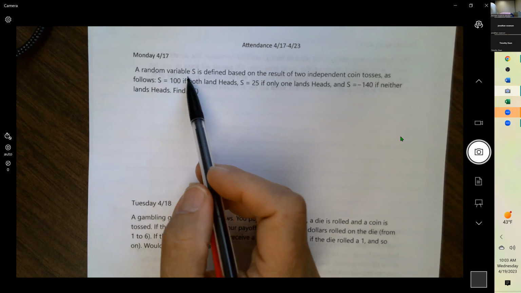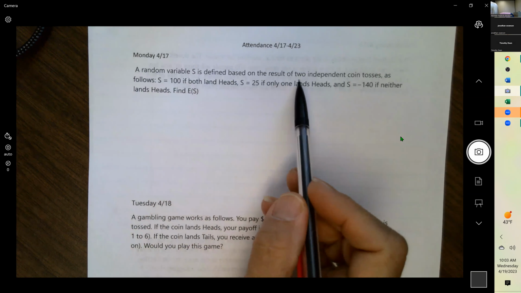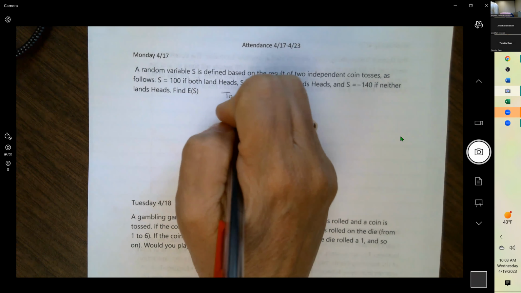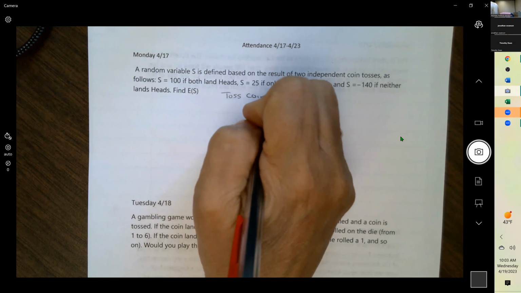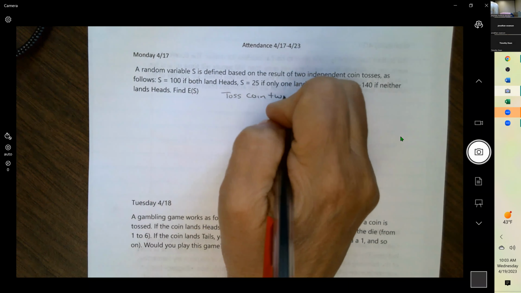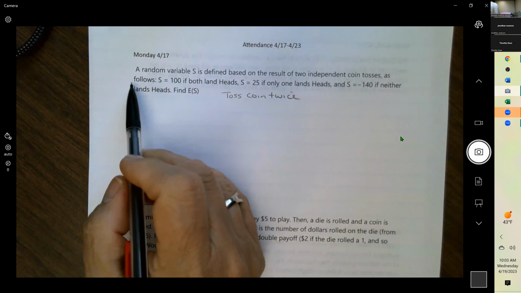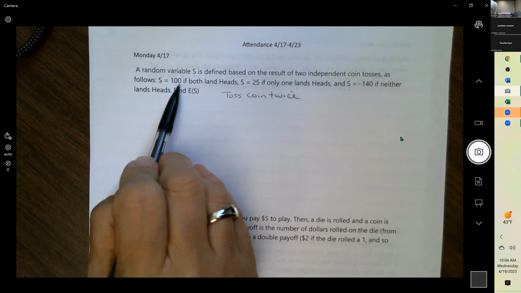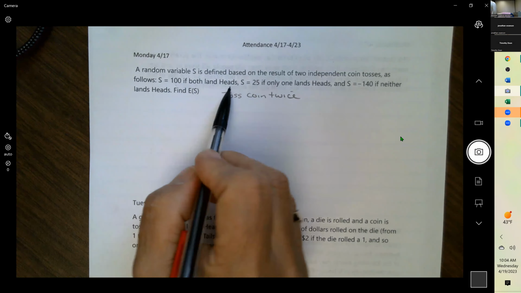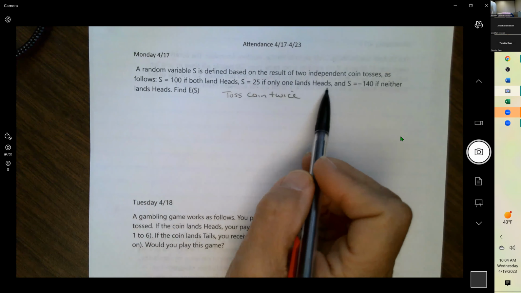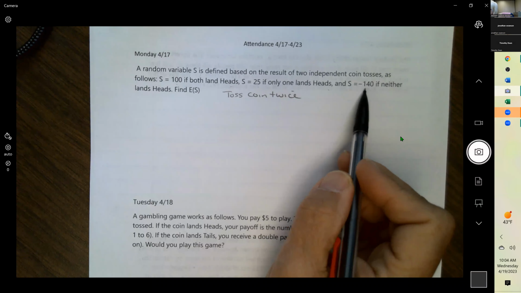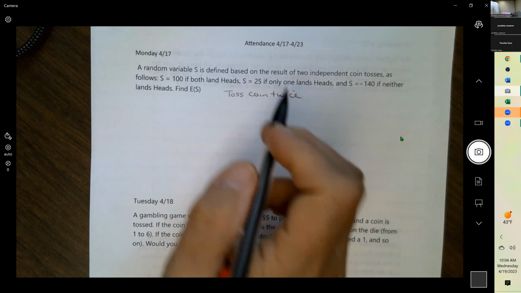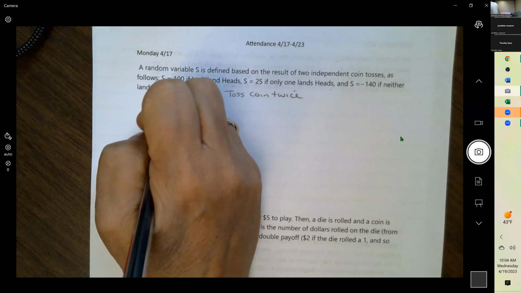A random variable S is defined based on the results of two independent coin tosses. You get 100 if both land heads, 25 if only one head, and lose 140 if there's none. So first, what's our sample space?